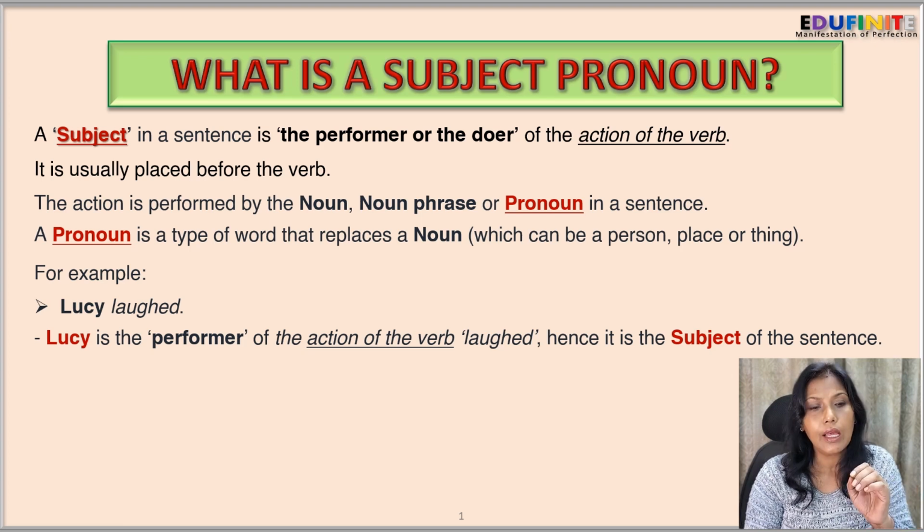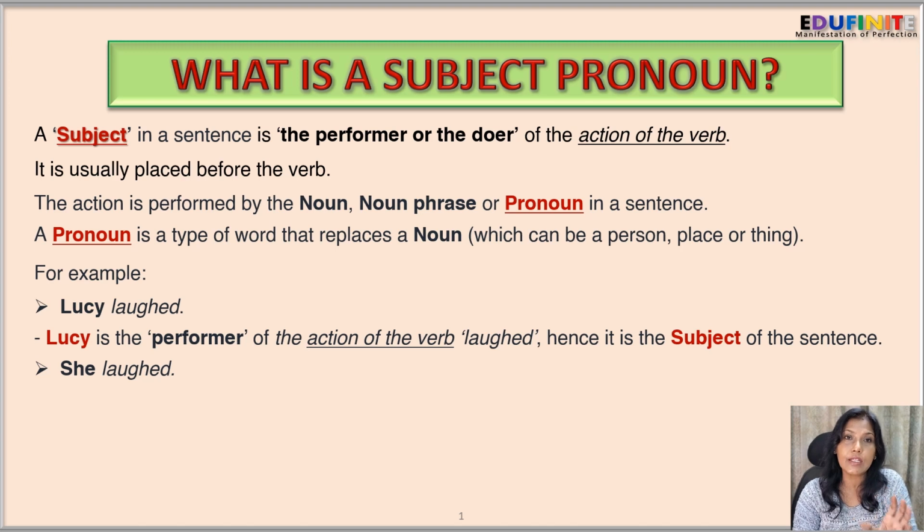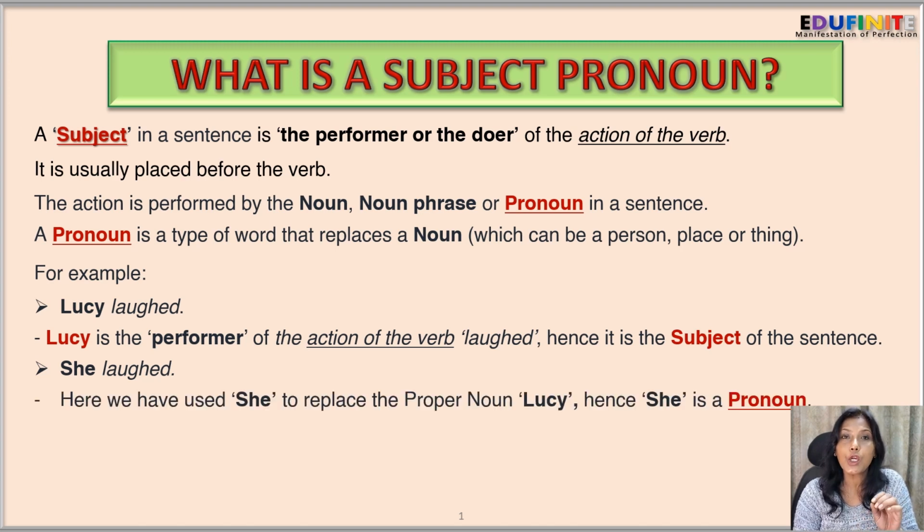Lucy laughed. Lucy is the performer of the action of the verb laughed. Hence, it is the subject of the sentence. Now, instead of Lucy laughed, we say she laughed. Here, we have used she to replace the proper noun Lucy. Hence, she is a pronoun.